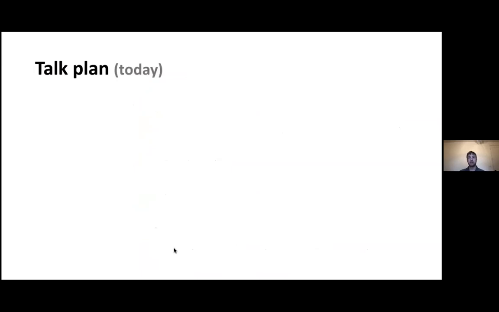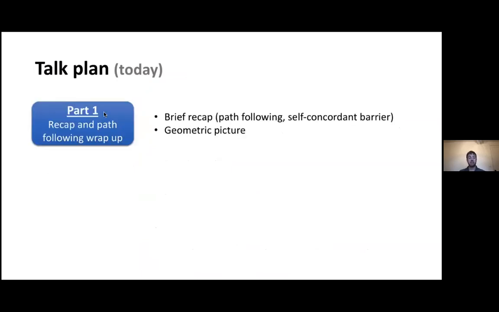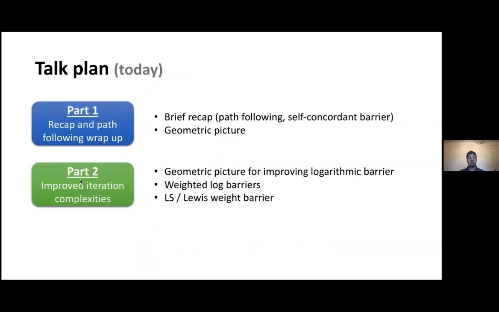So to be a little more concrete, our plan for today is as follows. First, we'll start with a brief recap of what we covered last lecture. I'm also going to try to give even more of a geometric picture for interior point methods and the analysis we were discussing. In the second part of the lecture today, we'll talk about how to move beyond things like the logarithmic barrier, which is a standard self-concordant barrier for solving a variety of the problems we've discussed. Try to give a geometric picture for how to improve. We'll talk about weighted log barriers and a new self-concordant barrier over the last 5 or 10 years that can be used to get better rates.